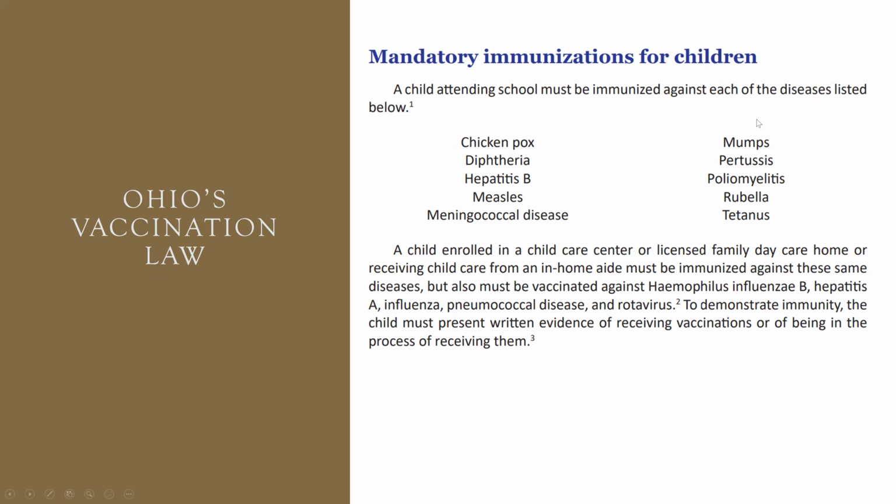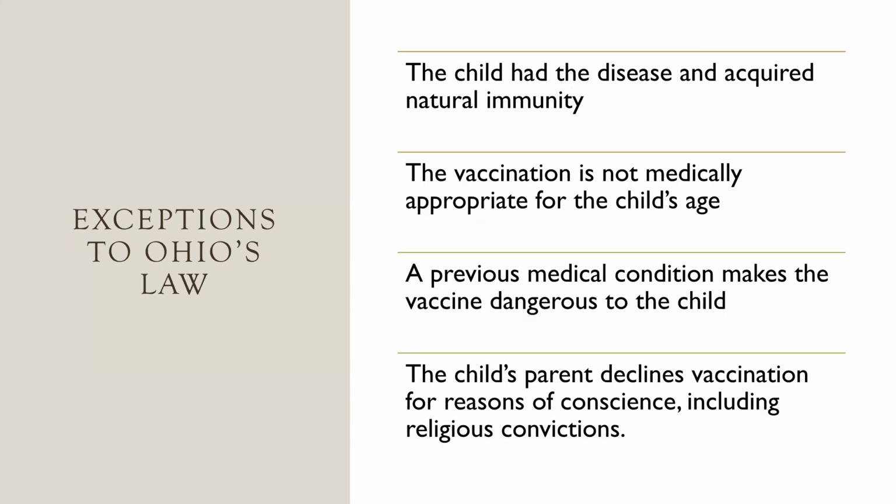Child attending school must be immunized against each of these diseases: chickenpox, diphtheria, so on and so on. I'm not going to read the list to you. Okay, so that is a child enrolled in a child care center, licensed family daycare home, or receiving care from an in-home aide. They must be fully immunized against these diseases. And there's a few other ones there. To demonstrate immunity, the child must present written evidence of receiving vaccinations or of being in the process of receiving them, okay?